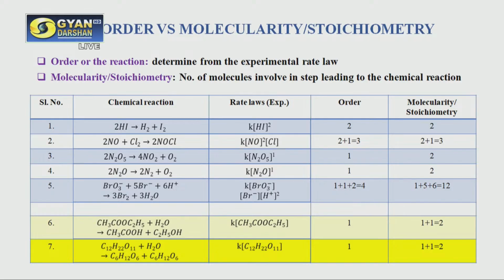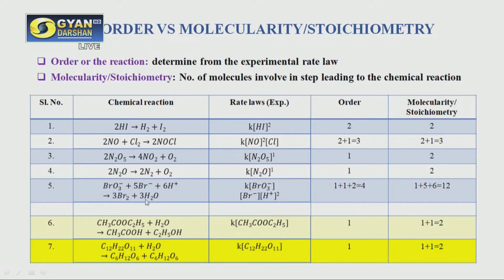But if we move to the next example, then we can say that for the chemical reaction where the decomposition of the nitrogen pentoxide occurs, here the rate law is K into concentration of nitrogen pentoxide to the power 1. Here the order of the reaction is 1, but the molecularity is 2 because 2 moles of nitrogen pentoxide are used.